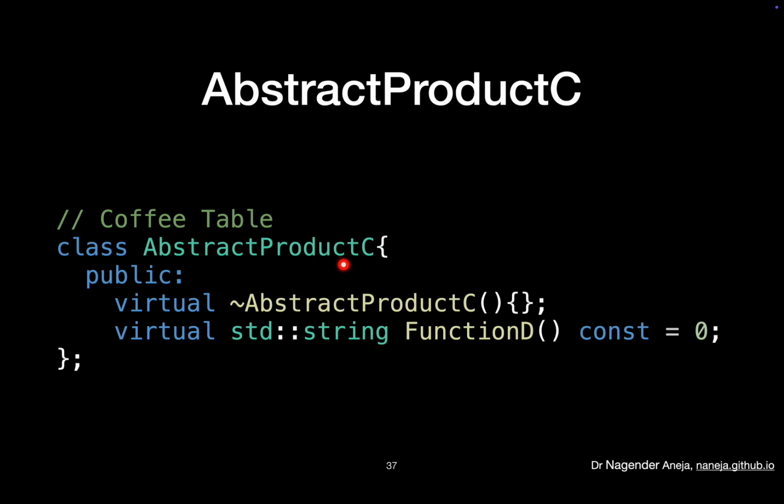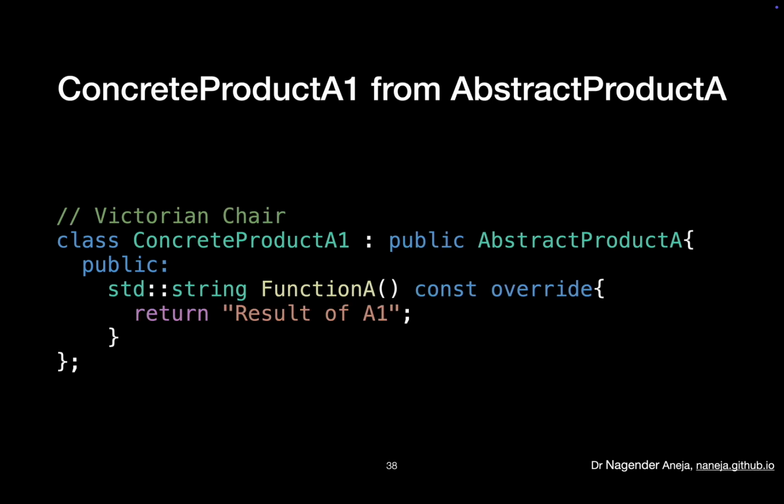So you have the flexibility. Then we have the abstract product C. We have the virtual destructor default, and then we may have a function D, which is in both the versions of the product, right? So what will be the next step? The next step will be to define the concrete product A1. The concrete product A1 is a subclass of abstract product A, and we need to define the function A. We'll say result of A1, right?